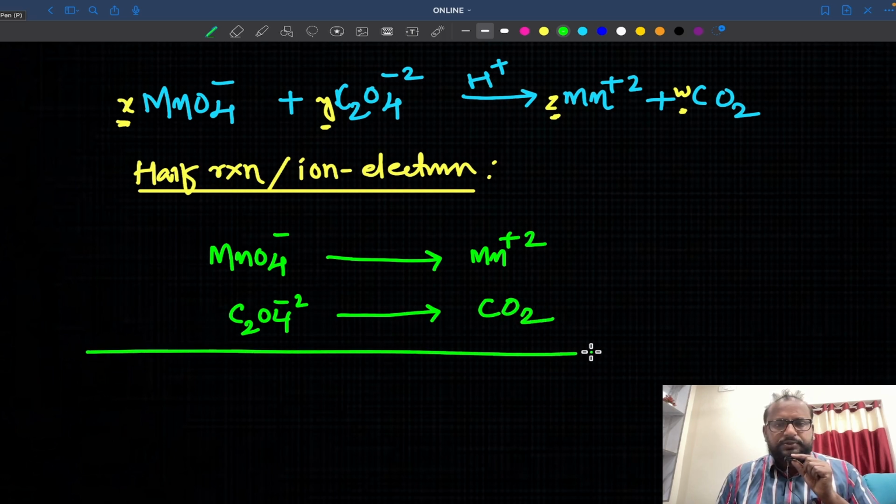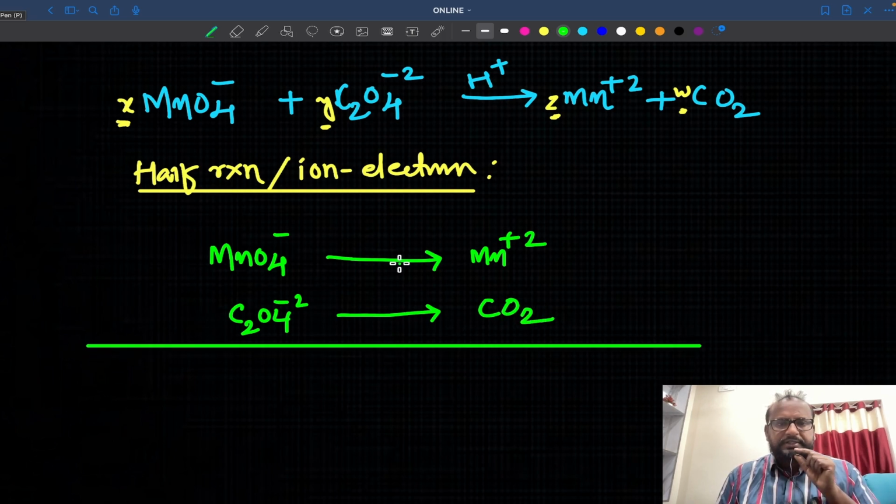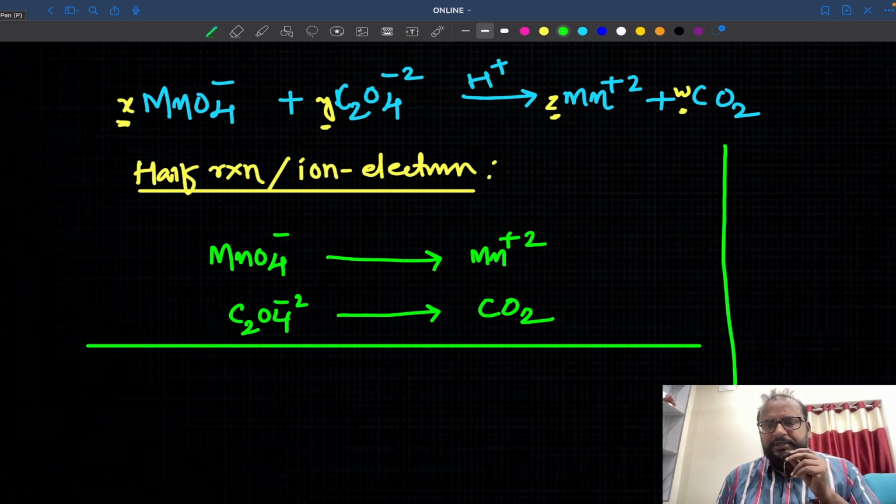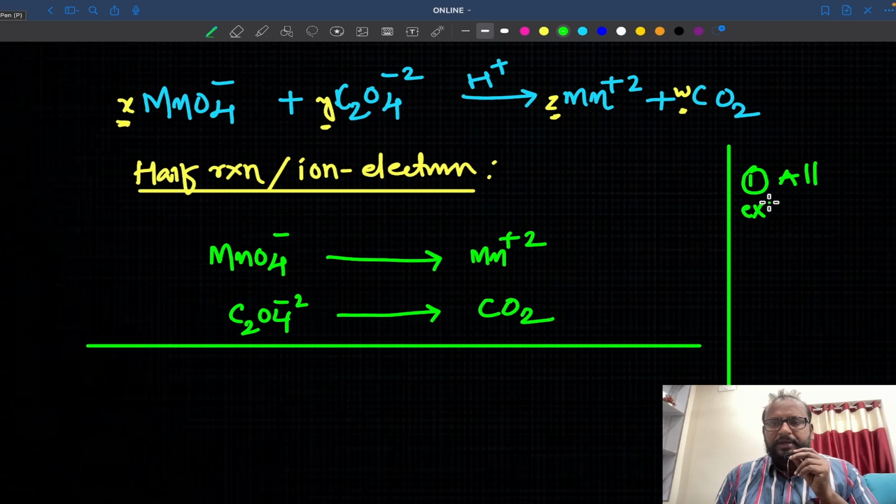Let us balance these two half reactions, and we merge them together, right? So we have to remember our rules. In the beginning, we balance all the elements except oxygen and hydrogen. In the second step, we balance oxygens. To balance oxygens, we need to add H2O.